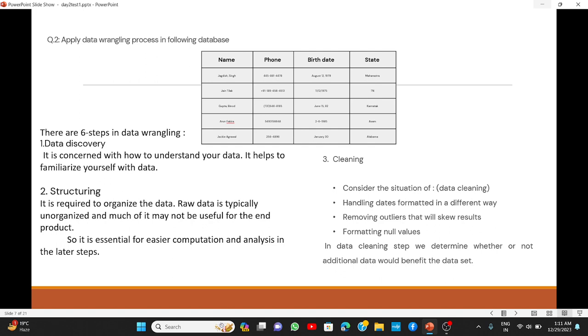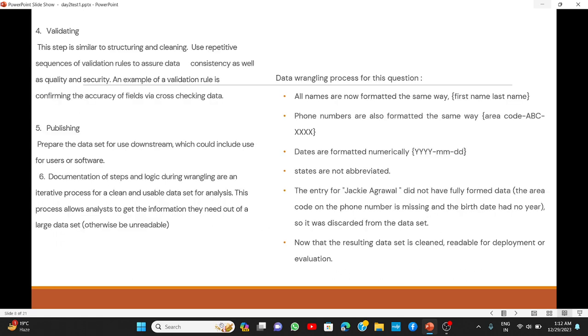Third is cleaning. Considering the situation of data cleaning: handling dates formatted in a different way, removing outliers that will skew results, formatting null values. In the data cleaning step, we determine whether or not additional data would benefit the dataset. Fourth is validating. This step is similar to structuring and cleaning. Use repetitive sequences of validation rules to assure data consistency as well as quality and security. An example of a validation rule: confirming the accuracy of fields via cross-checking data.